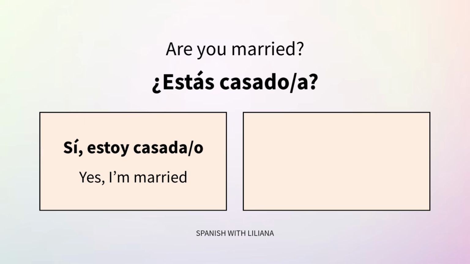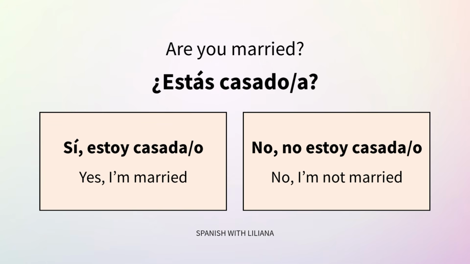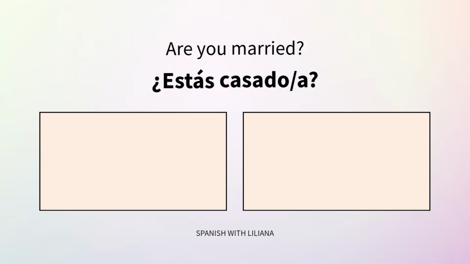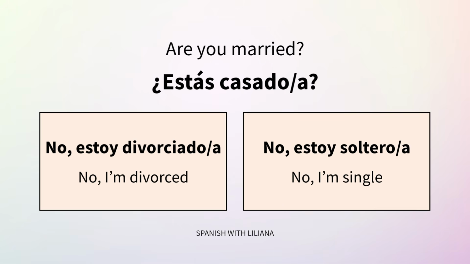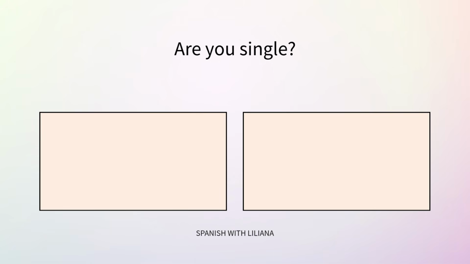Sí, estoy casada. Yes, I'm married. No, no estoy casada. No, I'm not married. You could even answer with no, estoy divorciada. No, I'm divorced. Or no, estoy divorciado. No, estoy soltera. No, I'm single. Or soltero if you're a male. How would you ask, are you single in Spanish?